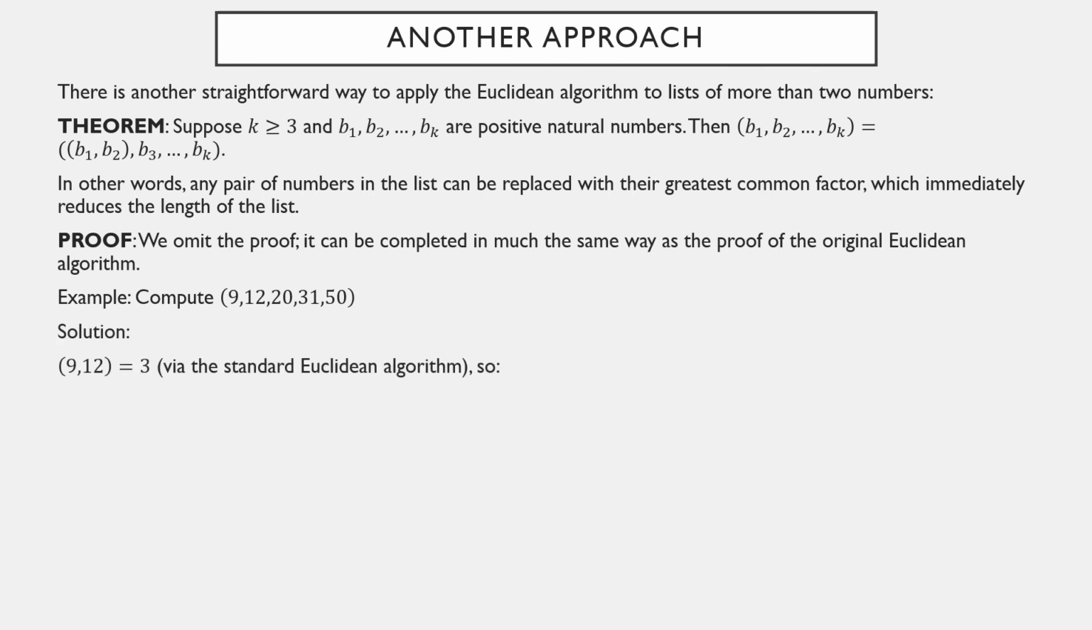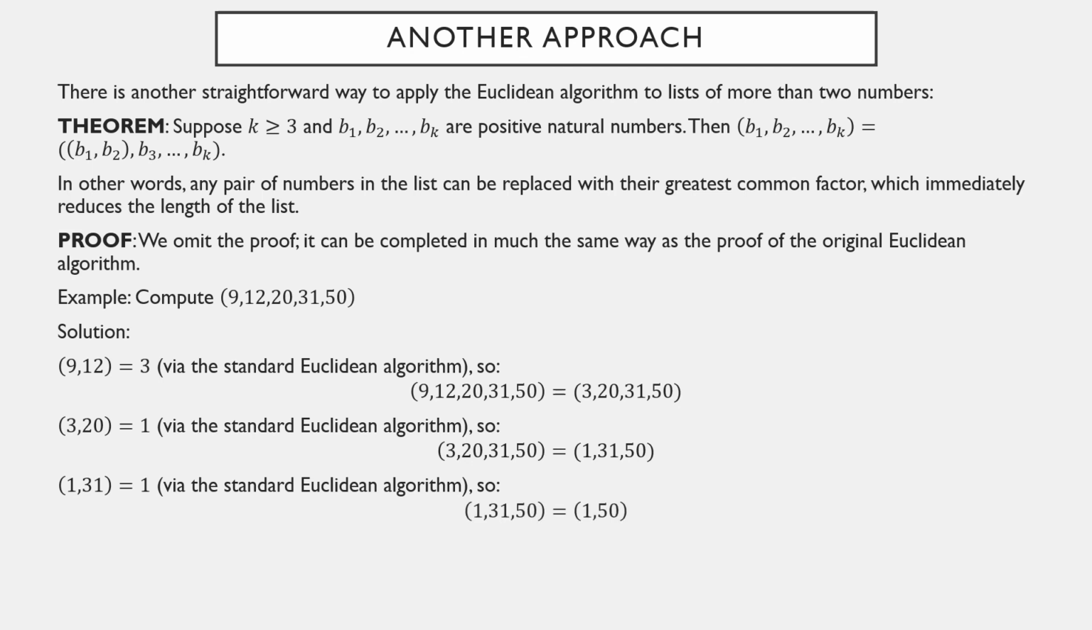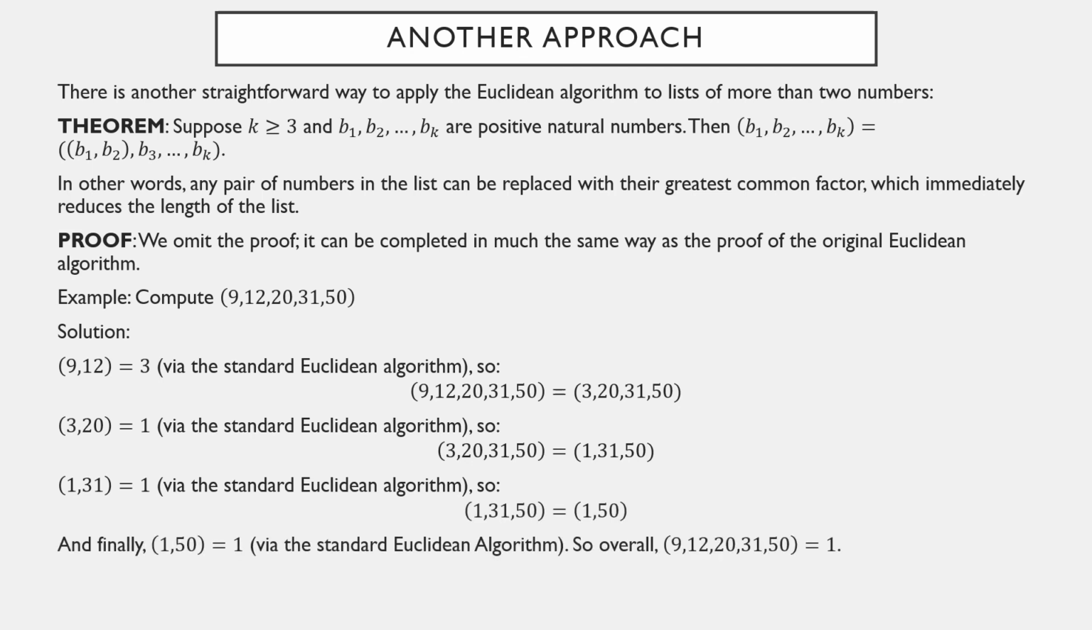So first we apply the Euclidean algorithm to 9 and 12 and get that their GCD is 3. So in the original list, we replace 9 and 12 with 3. Now I have 4 numbers. If I apply the standard Euclidean algorithm, the GCD of 3 and 20 is just 1. So replace 3 and 20 with 1. The greatest common factor of 1 and 31 is 1. So replace that with just 1. And then the greatest common factor of 1 and 50 is 1 by the standard Euclidean algorithm. So overall, the answer is 1.